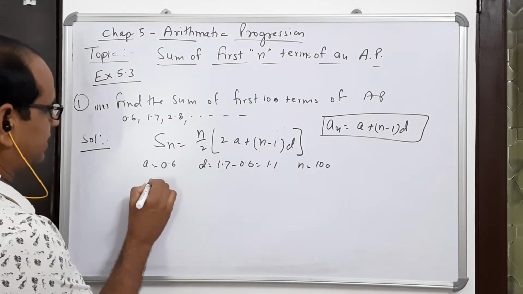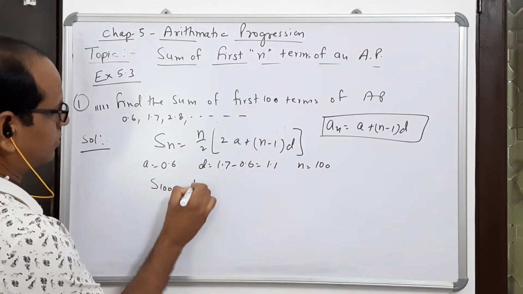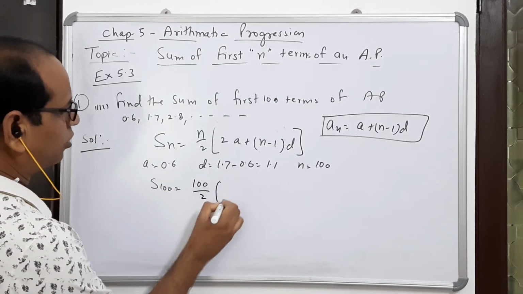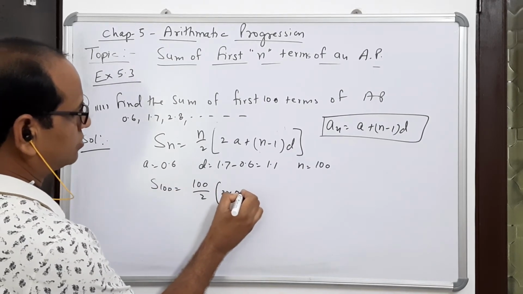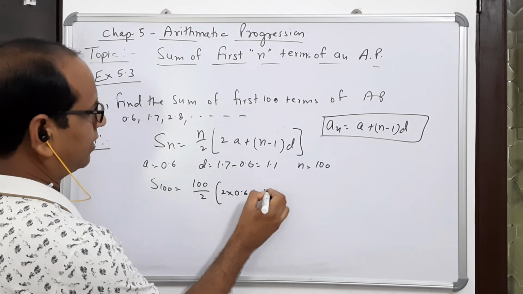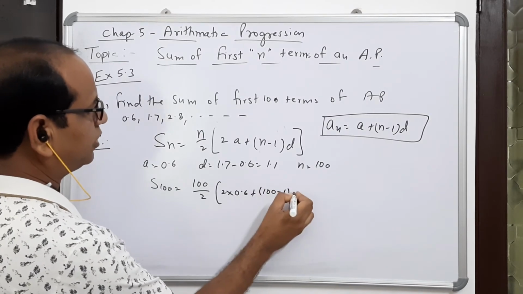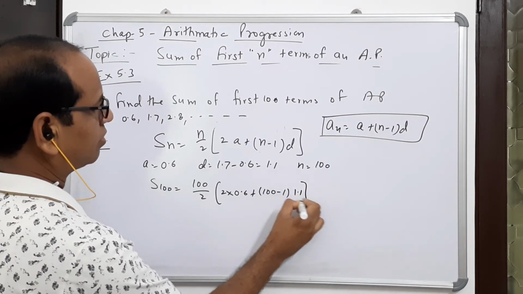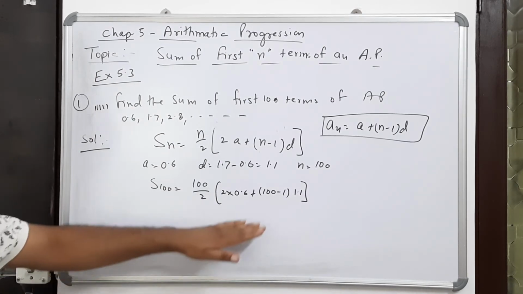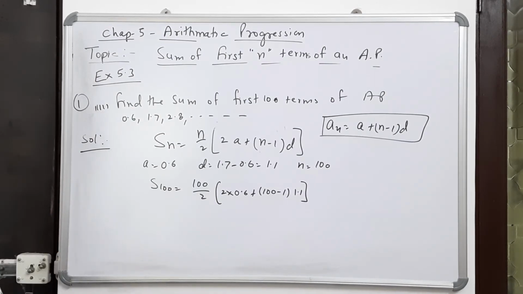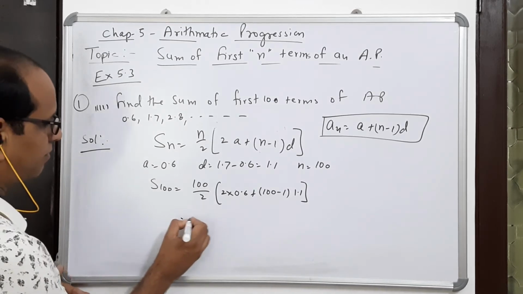So the next part is S100 equals 100 upon 2 into (2a, what is the value of a? 0.6, plus (100 minus 1) into d, what is the value of d? 1.1). Please see, this is the important step. And after this, even I can leave this sum here. I know that you can solve it, but still I am writing the steps.